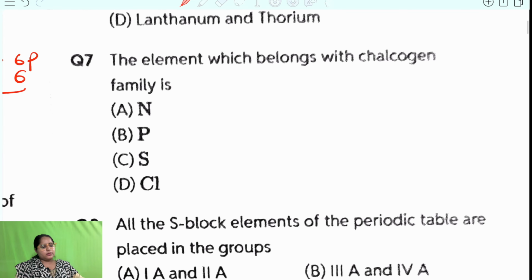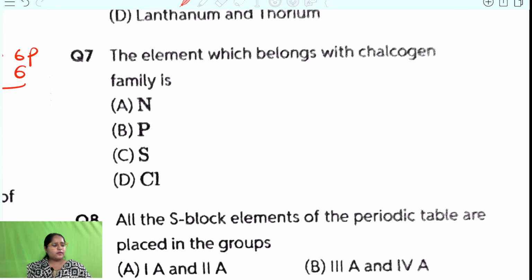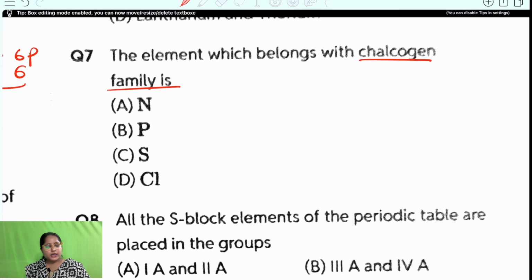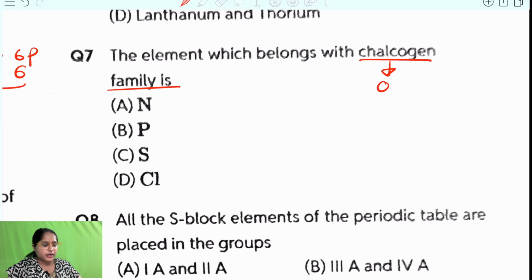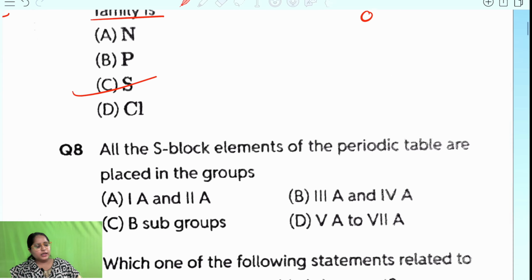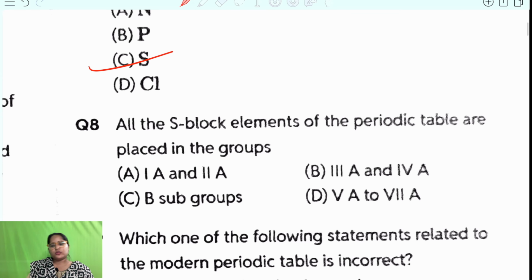Next, question number 7. The element which belongs to the chalcogen family is, tell me quickly, what do we mean by chalcogen family? Chalcogen family means oxygen family. Who all come in the oxygen family? Oxygen, sulfur, selenium, tellurium. So sulfur, option C. Those who don't know, remember: chalcogen, oxygen family.